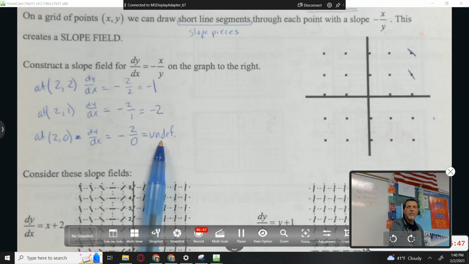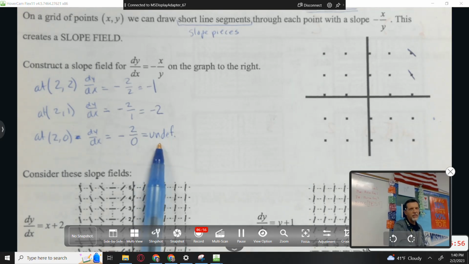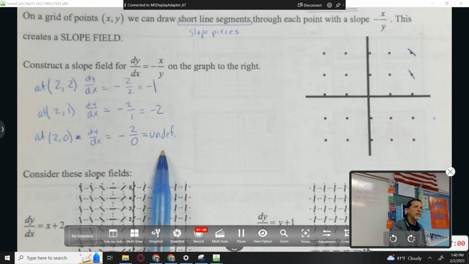The unofficial answer is, what does an undefined slope look like? Do you remember? Yeah, so it's probably an up and down spot, but we don't know that for sure. So all vertical slopes are undefined, but not all undefined slopes are vertical. So all we know is that it's undefined, so we better leave it blank.